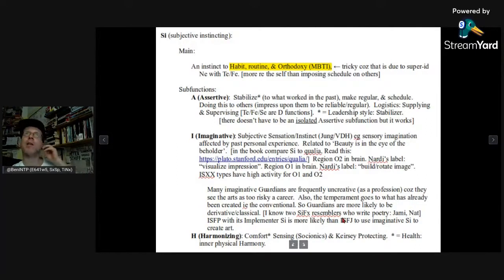And then the imaginative SI that you get in Jung that he banged on about with the artist. Now, ISFP, they've got strong, unvalued SI, but it lines up with their temperament. You can get quite a few creative ISFJs, but they don't do it as a career because it's not safe. So you've got to look for hobbies and that. Harmonizing S, that's the stuff with health, protecting. So you've got your main three features of SI in there. The stabilizing, like the guardian temperament stuff, the subjective sensing stuff that Carl Jung banged on about, and then the comfort sensing that Socionics bangs on about. Those three sort of sub-functions, well, two of them sub-functions in the main part of SI. So all part of that instinct, subjective instinct.